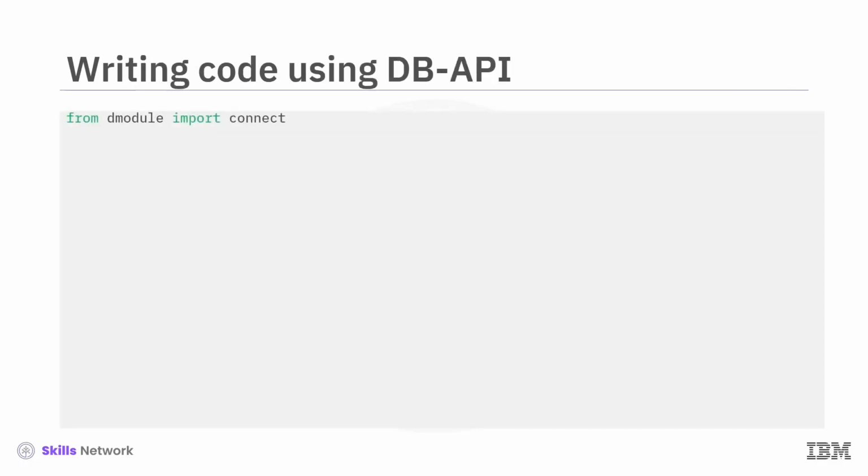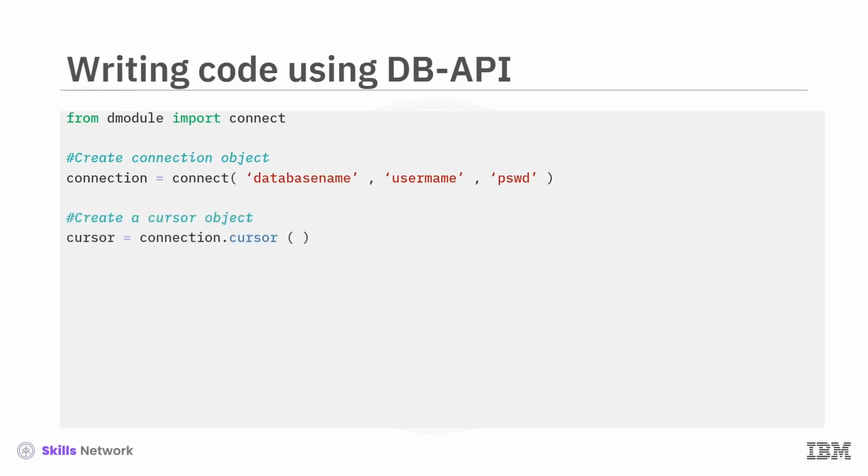Let's walk through a Python application that uses the DB API to query a database. First, you import your database module by using the connect API from that module. To open a connection to the database, you use the connection function and pass in the parameters, that is, the database name, username, and password. The connect function returns a connection object. After this, you create a cursor object on the connection object. The cursor is used to run queries and fetch results. After running the queries using the cursor, we also use the cursor to fetch the results of the query.